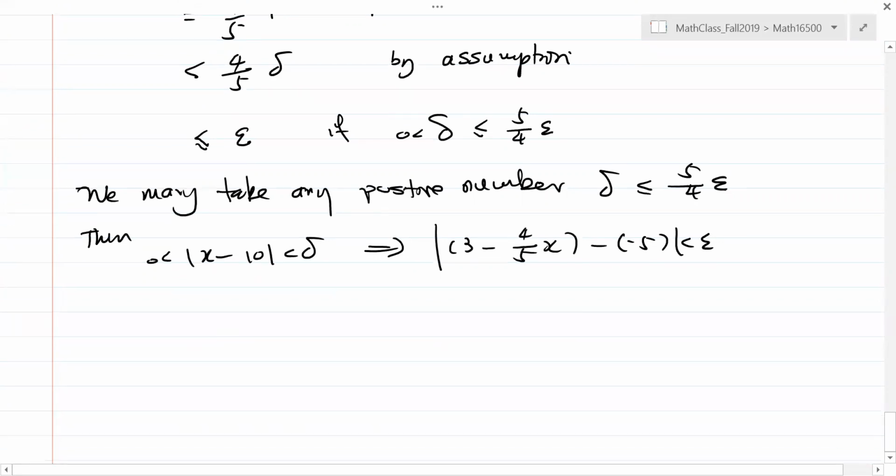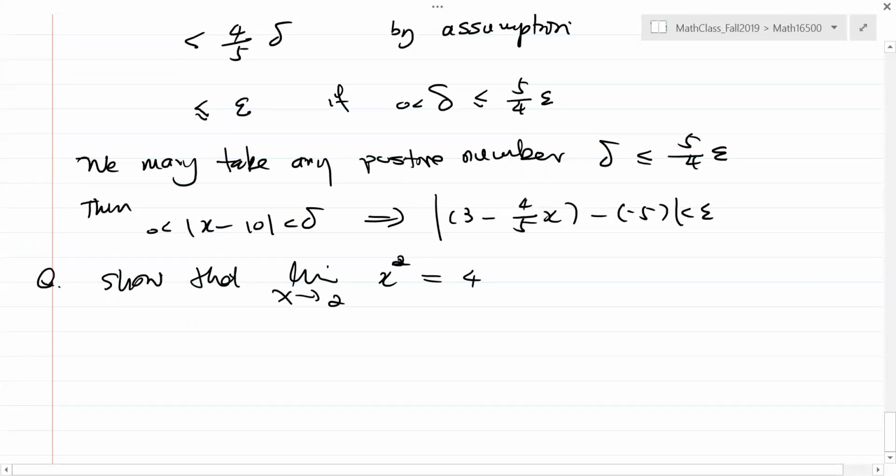And why is this good? Because if you want to show that the limit as x approaches 2 of x squared equals 4, let's begin with this: the limit of x squared as x approaches 0. Well, that's obvious to you, right? It's 0 squared, which is 0.